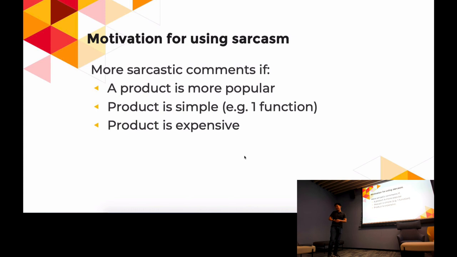And they also realized the following. There are more sarcastic comments if a product is very popular, or if a product is very simple, like a simple product that has only one function, only one thing to do, and also if a product is very expensive. Given these three points, there should be more sarcastic comments. With that, we think that SASI is an alternative to the deep learning approaches. And why is that so? Let's move on to the next point.